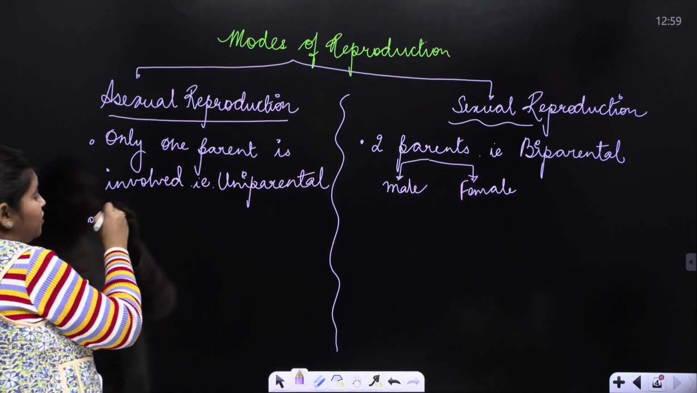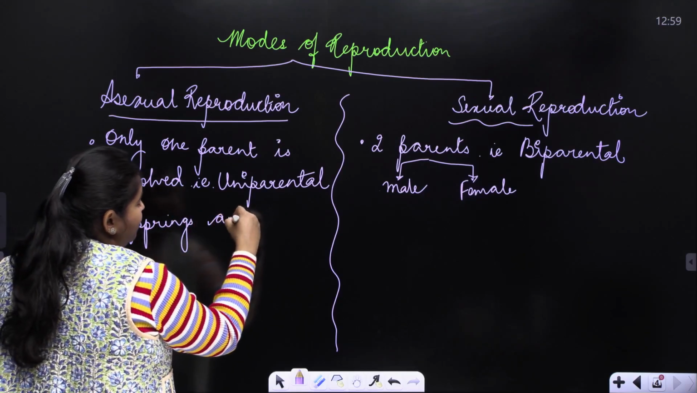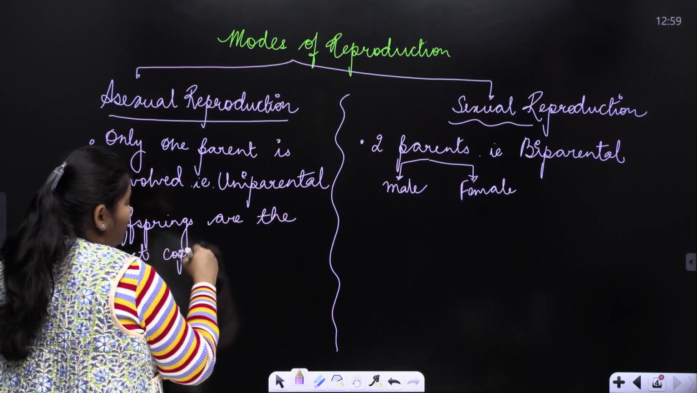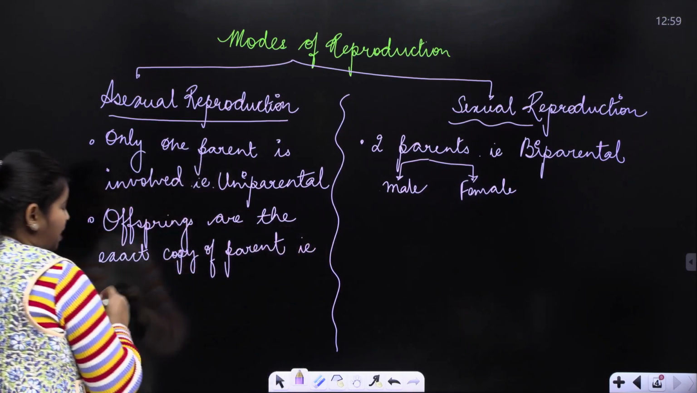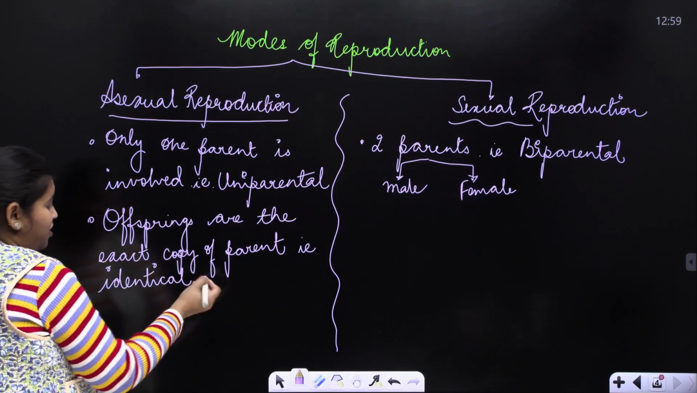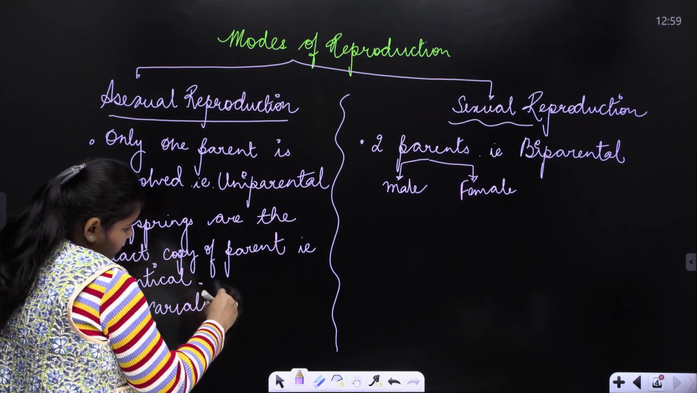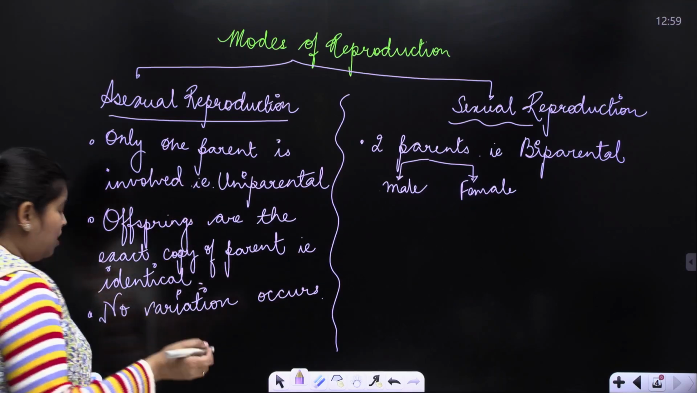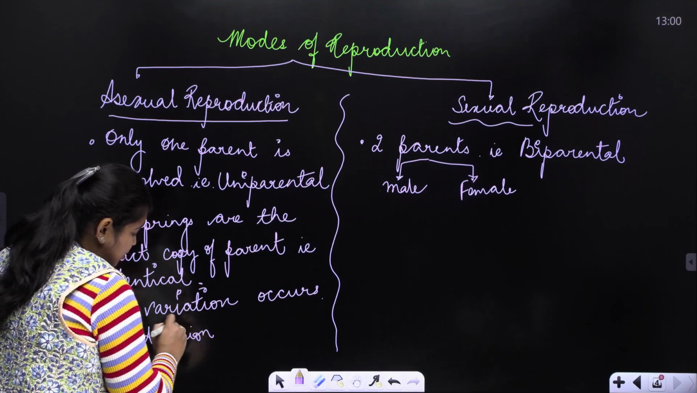What about the offsprings? The offsprings, the young ones which are produced, are the exact copy of the parent. That means the offsprings are identical. Photocopy. There is no variation. So that's the third point: no variation occurs. And this is usually happening by one type of cell division. The cell division involved here is mitosis.